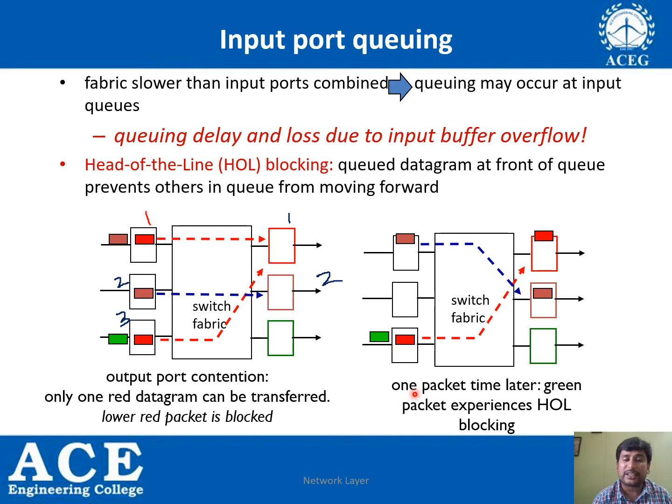So this is also an example of head of line blocking. In the scenario you could observe the input port 1 datagram is blocking the input port 3 datagram. Of the two datagrams at input port 3, the first datagram is blocking the second datagram. So here the queuing mechanism is happening at the input port, so that is why we refer to this as input port queuing.